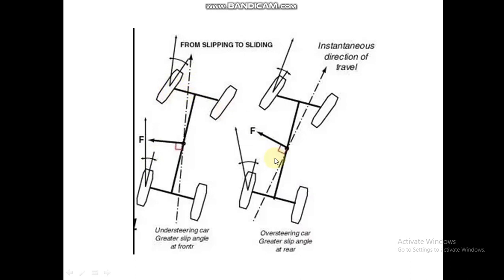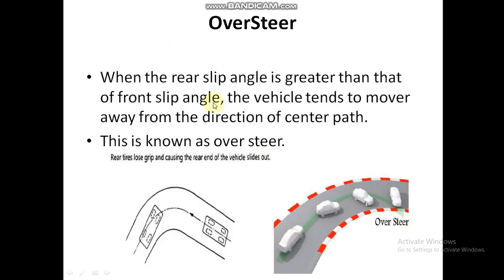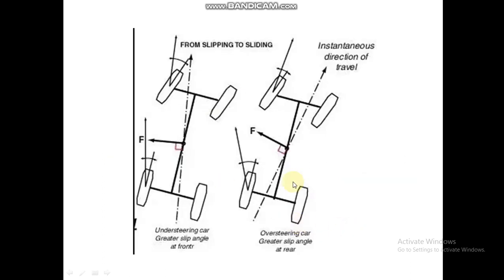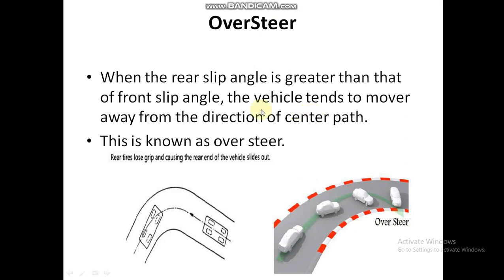But on the other hand, if the slip angle of the rear tires is greater than the slip angle of the front tires, then your vehicle will oversteer. What is oversteer here? When the rear slip angle is greater than the front slip angle, then the vehicle tends to move away from the direction of the center path.